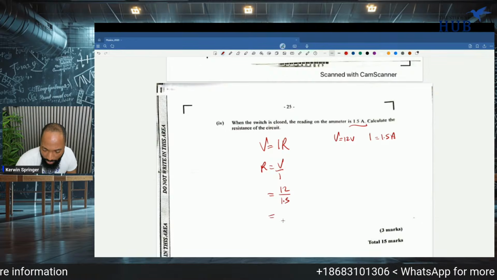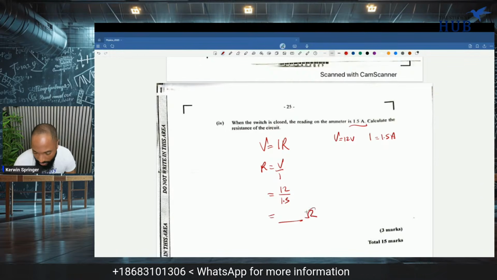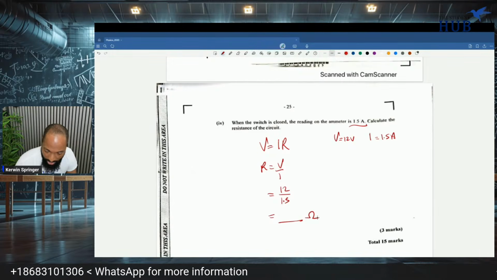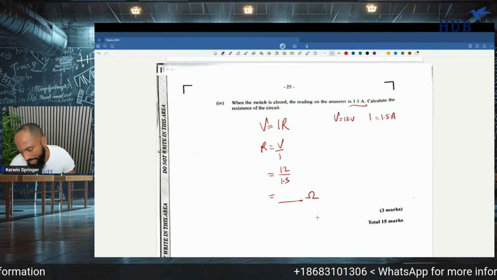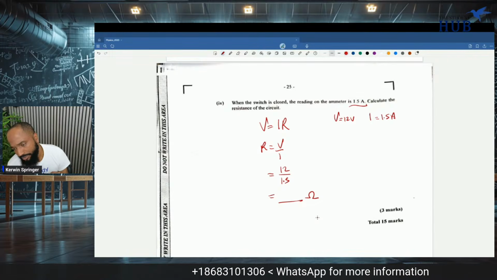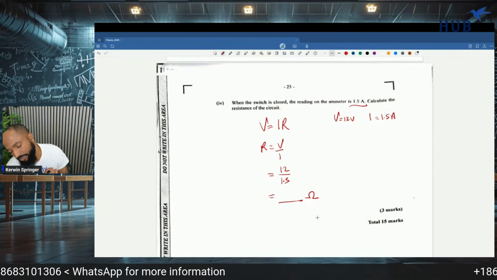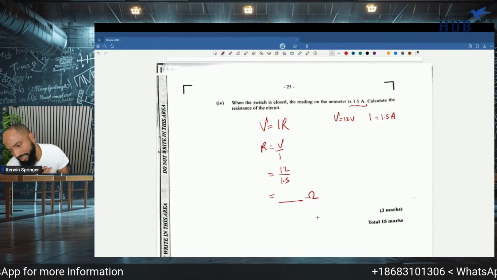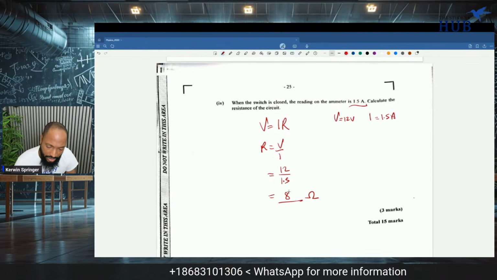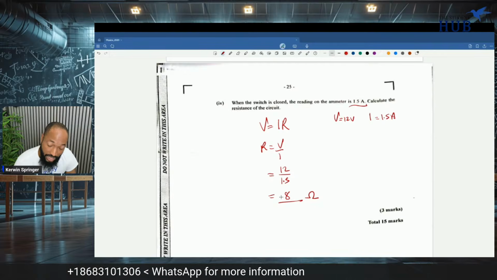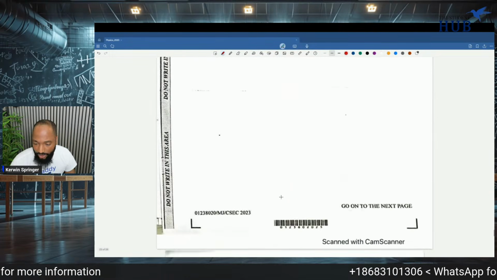You have a little more to go. This is the symbol for ohms. So you're looking at 12 divided by 1.5. That is 8 divided by 2/3, right? So 8 ohms.